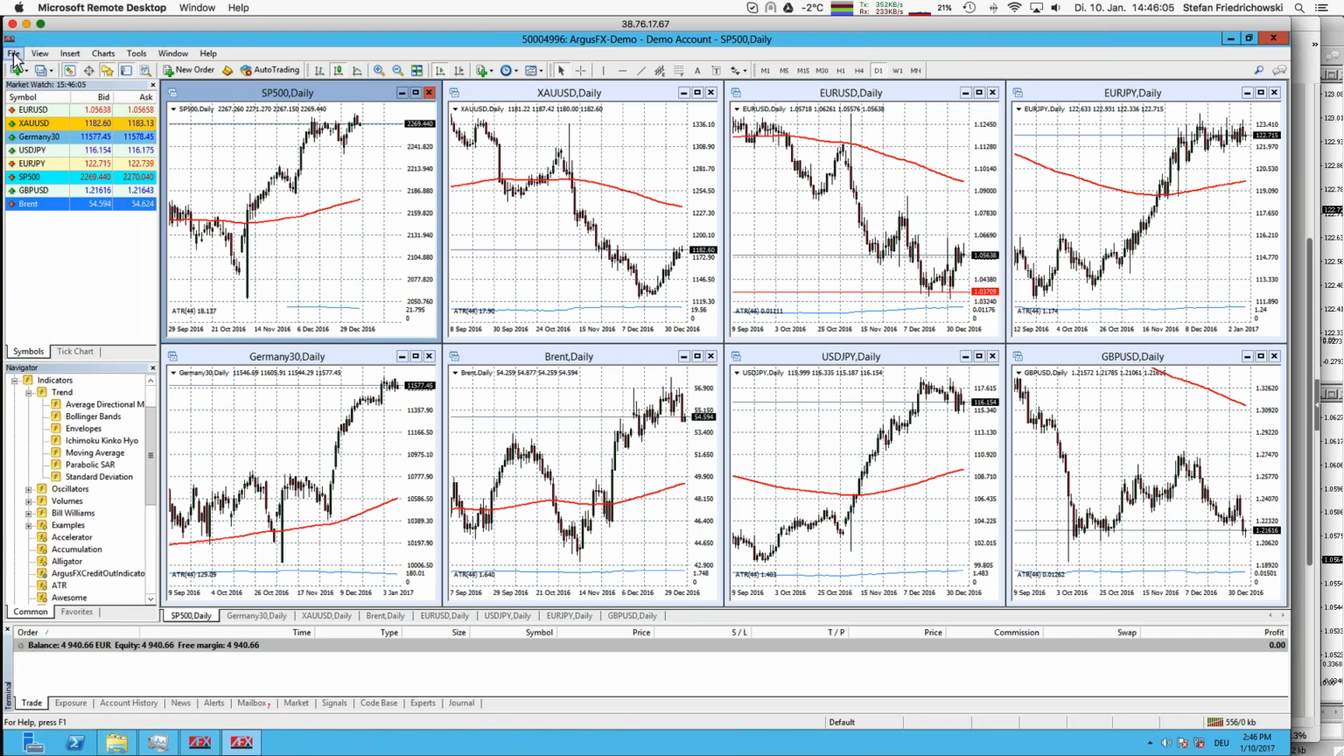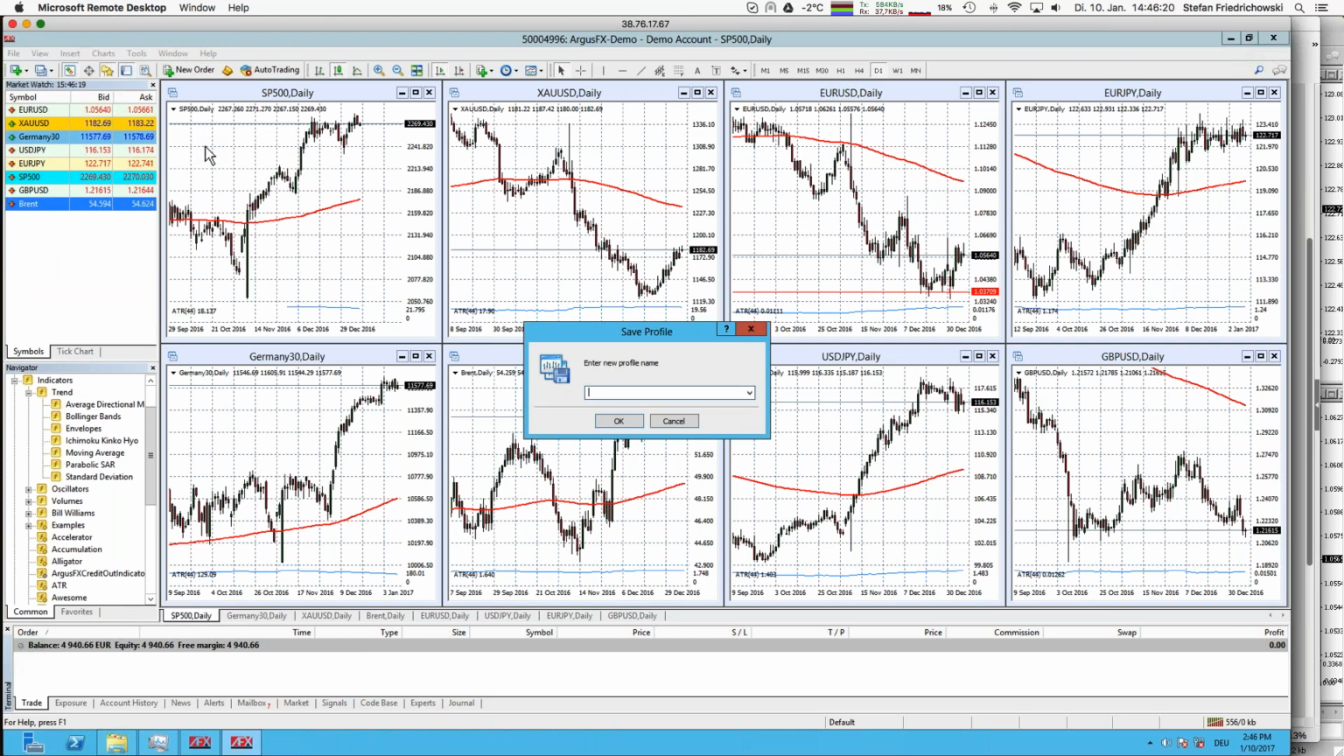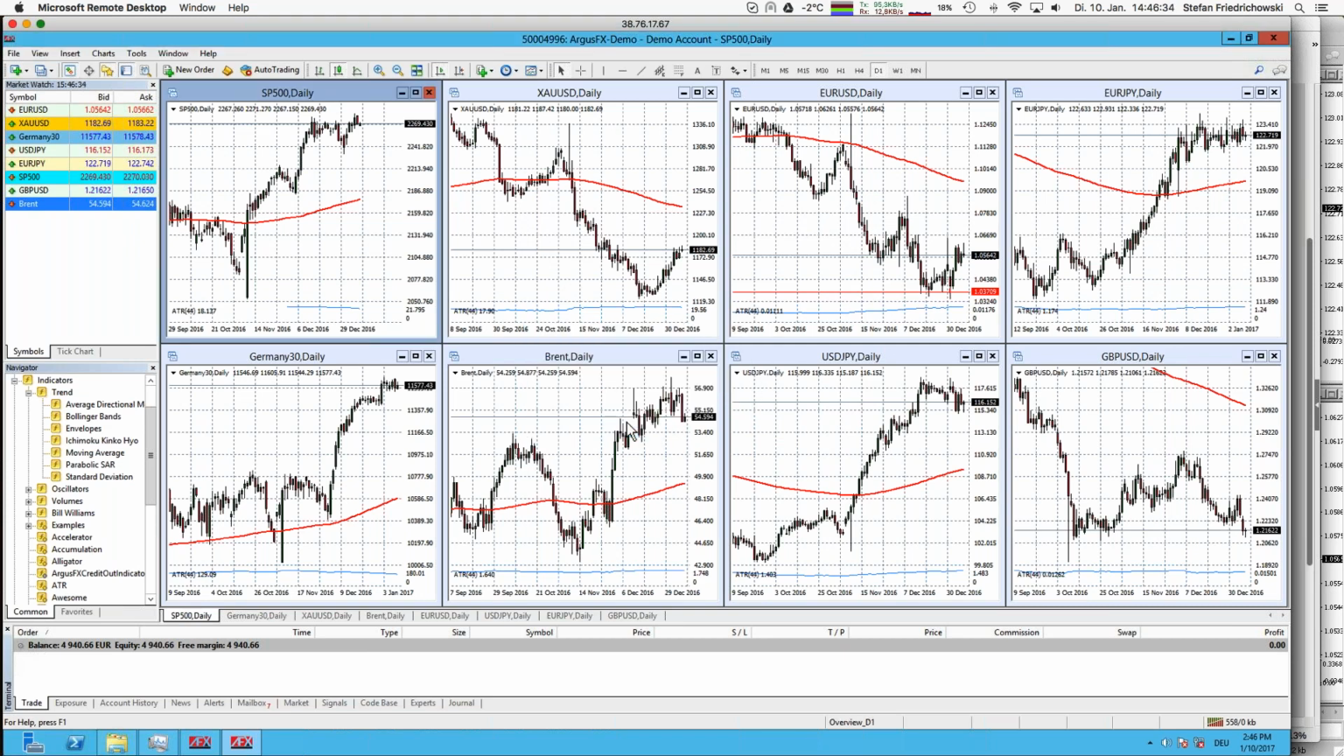And this one I want to store. This profile I want to save. Therefore, I press first File, then Profiles, and now Save As. And I give that a name. And that I call Overview. Overview. And I indicate the time frame for that as well, and that is D1. So now we have that profile, and you can see here in the bottom line of your chart that one is selected. Good.